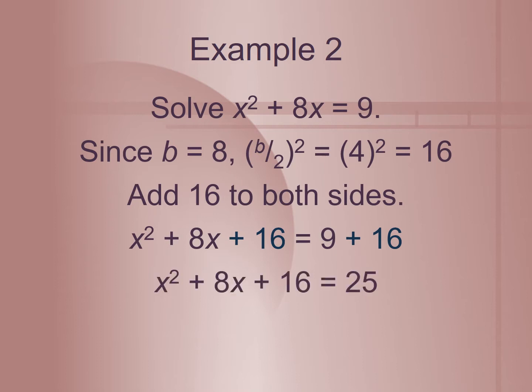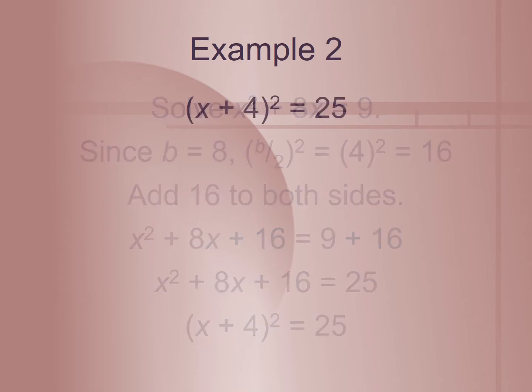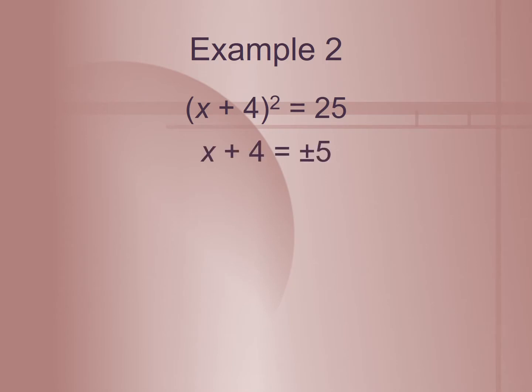Then we'll factor that x squared plus 8x plus 16. That factors into x plus 4 squared, because it's a perfect square trinomial now. And then 9 plus 16 is 25. So now we have x plus 4 squared equals 25, which means we're ready to solve for x. First we will square root both sides. And then we'll get x plus 4 is equal to plus or minus 5, because remember, when you square root, you get the plus or minus. Then we will subtract 4 from both sides. So x is equal to negative 4 plus or minus 5, which would be 1 and negative 9.